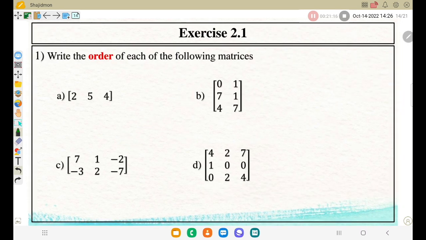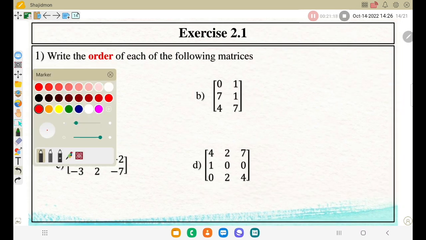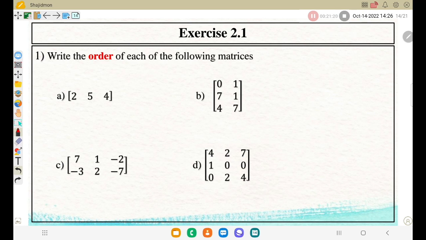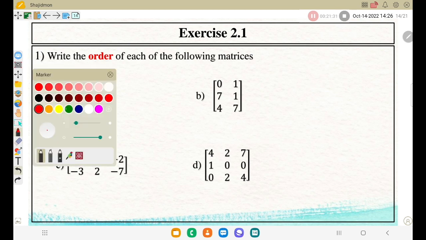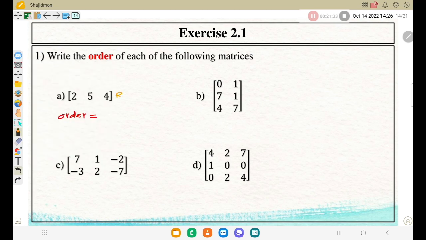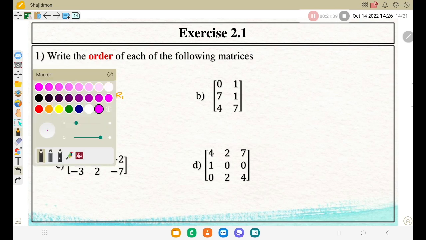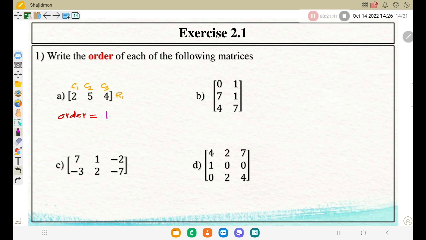Now we will go to the exercise questions, one by one. The first question: write the order of each of the following matrices. First we will write the order of this matrix. How many rows are there? Only one row, correct? We have only one row, but how many columns? Column number 1, column number 2, column number 3. So what will be the order? We can write 1 row, 3 columns, a 1 by 3 matrix. That means there are 3 numbers in total.